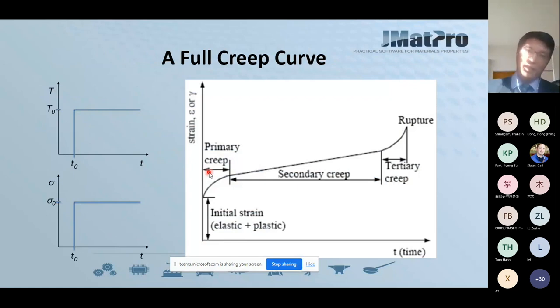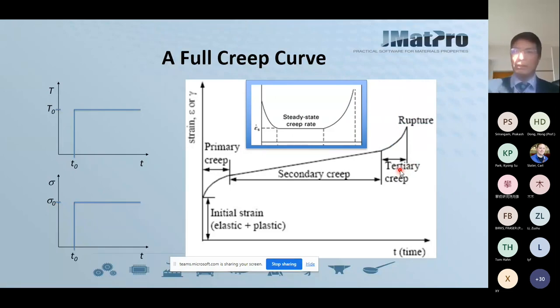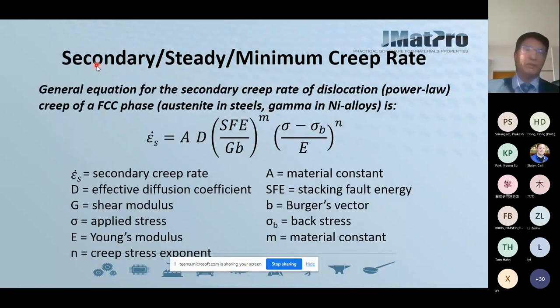What is a creep curve? Here is a full creep curve. It's at a fixed temperature and a fixed stress, and you get the full curve. This curve consists of three stages. Or if you count this initial strain in, that would be four. Otherwise, it's just three stages: primary creep, secondary creep, and tertiary creep. And looking at the creep rate, it will be of this form, because it's usually the creep rate that is of utmost importance in this kind of context. So this is a stage where you get the steady state creep rate. And this creep rate can go by different names. It can be secondary or steady or minimum creep rate.